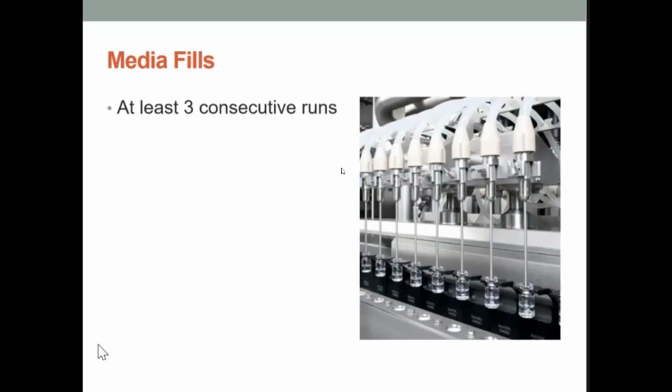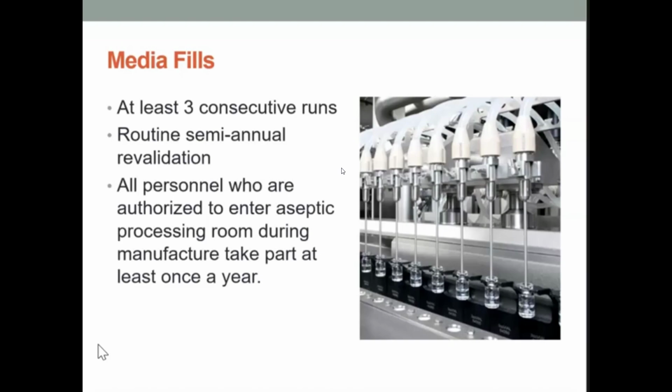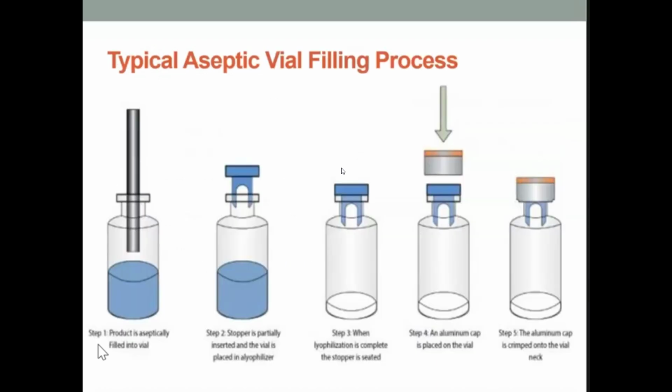At least 3 consecutive runs of a media fill are needed to prove that your process is aseptic. Media fills are generally run routinely on a semi-annual basis as part of the revalidation of your aseptic processing. All personnel who are authorised to enter aseptic processing rooms during the manufacture will be monitored at least once a year. Participation is consistent with the amount of duties that somebody would have in the clean room.